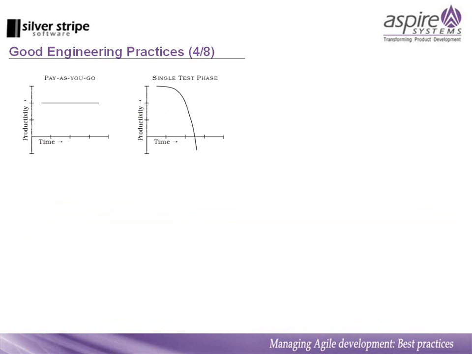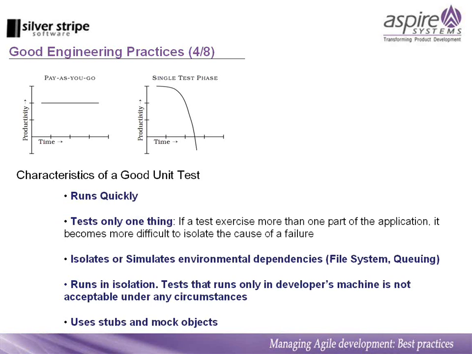Okay, we talked about test-driven development in context with unit testing. So let's get back to unit testing. We have two diagrams here, with productivity and time on the axes. One is pay as you go, the other is a single test phase. Testing is unavoidable. It needs to happen in some way or the other in the development cycle. So what productivity advantage do we get as and when we write unit test cases, and what productivity do we get when we do a single test phase? The diagram explains that in detail.